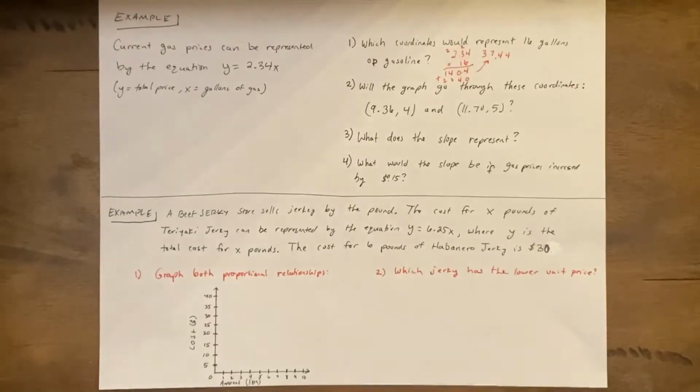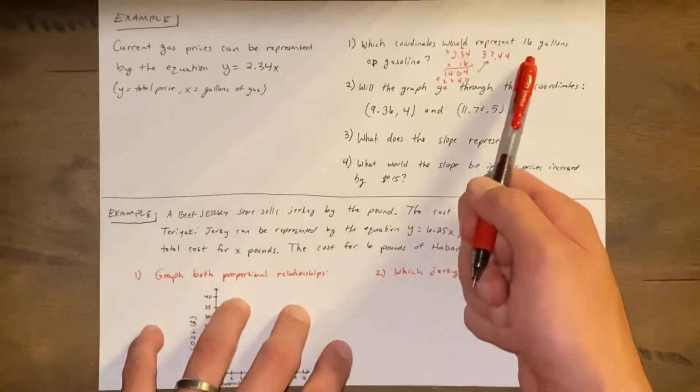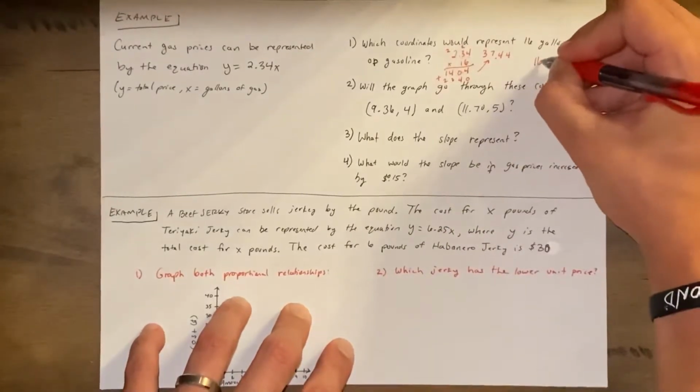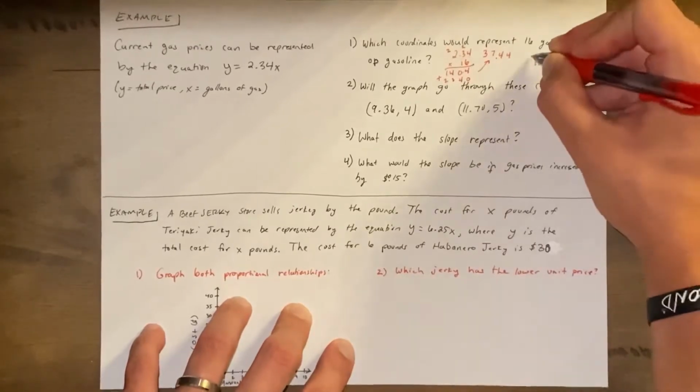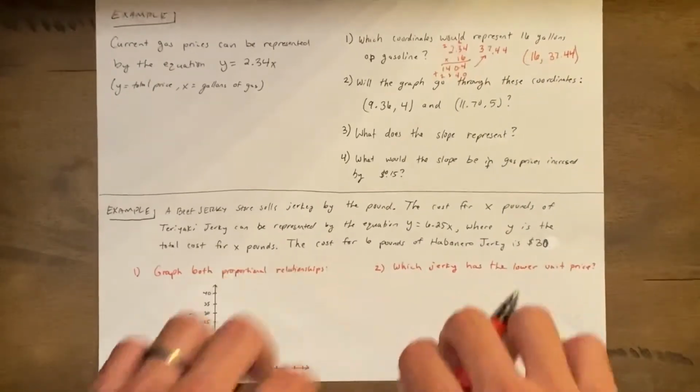The question asked me, how do I write that as a coordinate? Well, what was x? X was 16. So I go 16, comma, and y was 37.44. That's my coordinate. Okay, number 2.